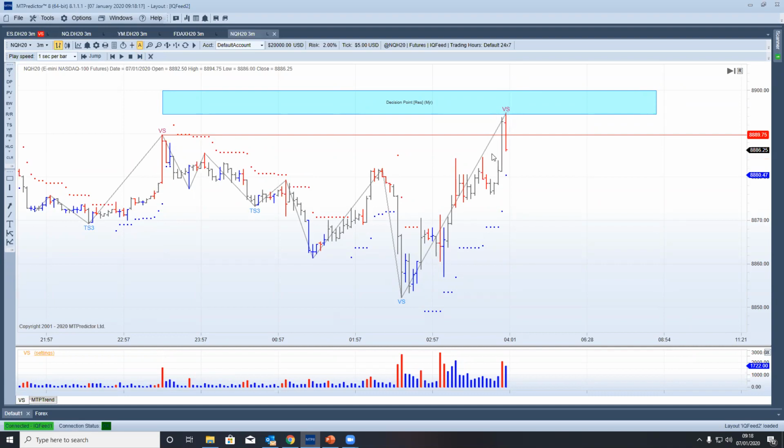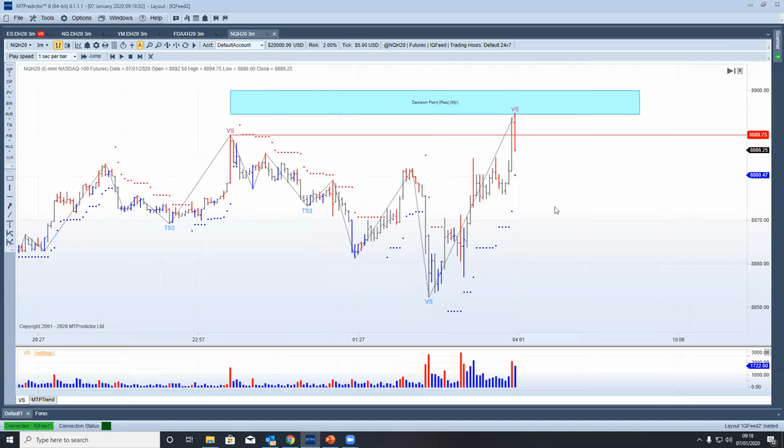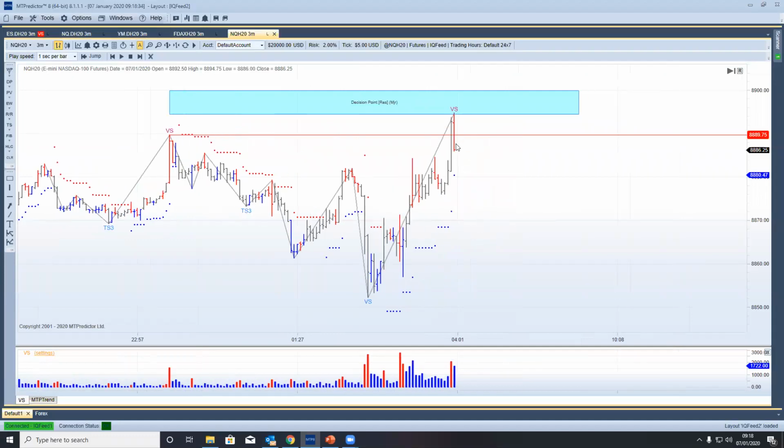Well, what's happening is the professionals are coming in and selling into this rally, the bar before. In other words, the professionals are taking the breakout to a new high to then enter new short positions and reverse it back down again. Why do we like this? Well, we like this because this means we're now looking for a short trade.